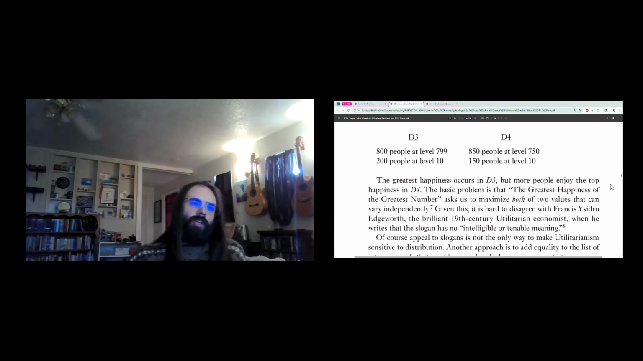The basic problem is that the greatest happiness of the greatest number asks us to maximize both of two values that can vary independently. Given this, it is hard to disagree with Francis Isidro Edgeworth, the brilliant 19th century utilitarian economist, when he writes the slogan has no intelligible or tenable meaning.